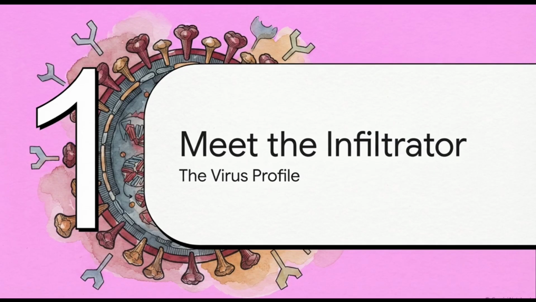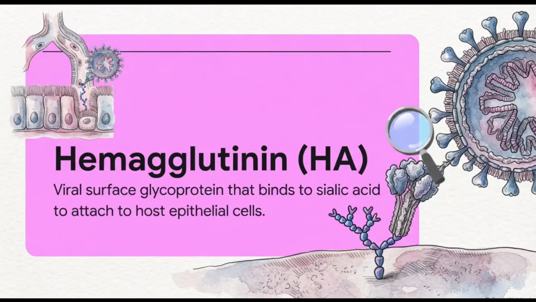Section 1. Meet the infiltrator. So at its core, influenza is what we call an enveloped, negative-sense, single-stranded RNA virus. Basically, that just means it's wrapped up in a lipid envelope that's studded with the critical tools it uses to execute its heist.